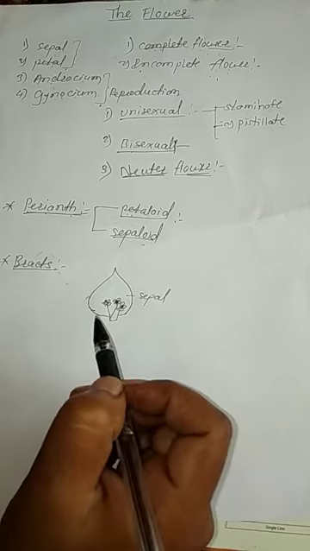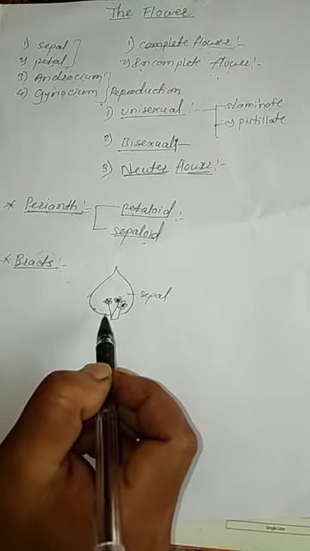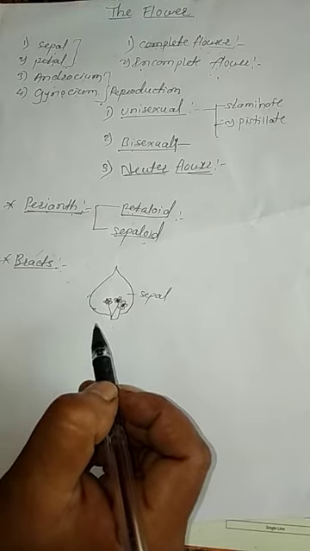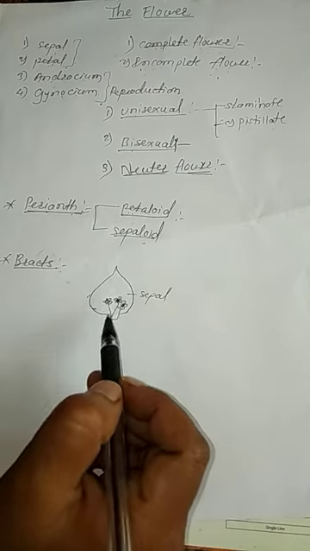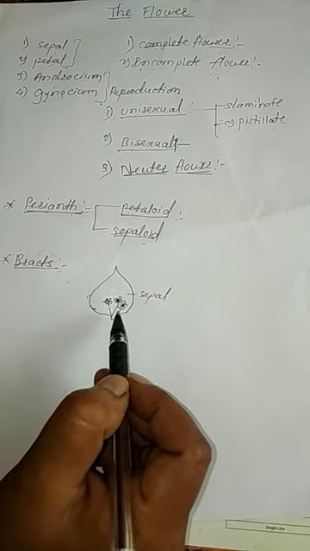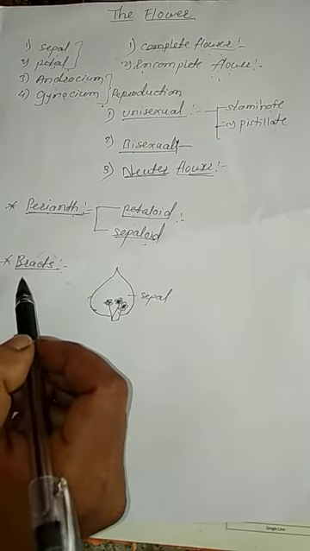Understood what is meant by the bract? The flower arises in the axil of the leaf-like structure. This structure is known as a bract. Means the sepal is colorful and the flower arises on the base of the sepals. This condition is called the bract.